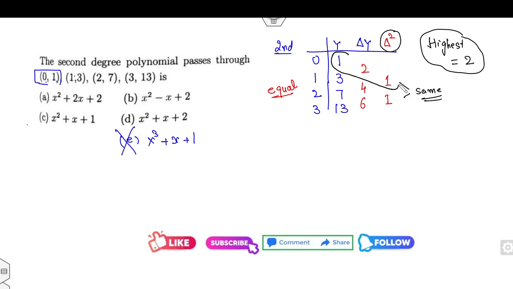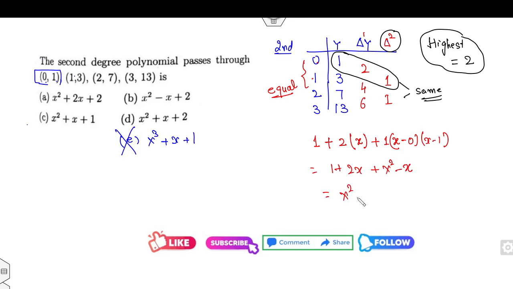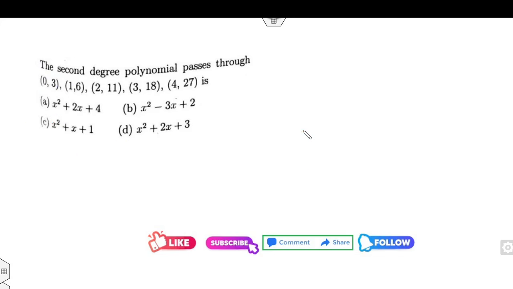Then you can write the polynomial. What is the polynomial? The constant is 1, the coefficient of degree 1 is 2. So you can take only the first value, x minus 0, then x minus 0 and x minus 1. If you open this bracket, clearly the answer will be x square plus x plus 1. That is C, which is again right. You can see how many seconds you needed to draw the table: maximum 15 seconds or 10 seconds.